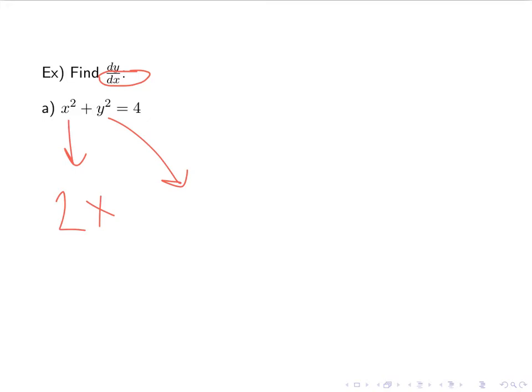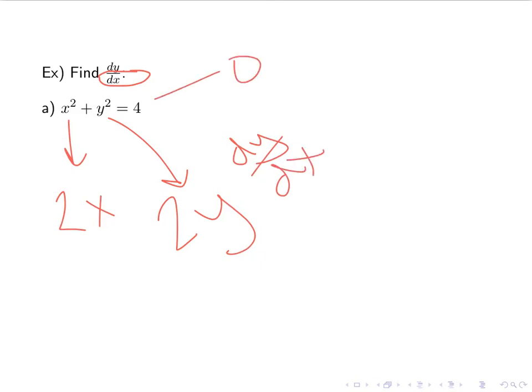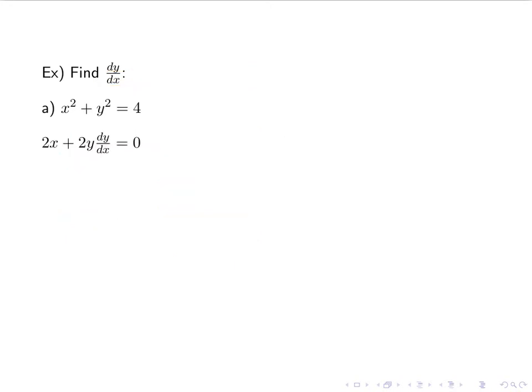So I differentiate as if y were my variable, and I would get 2y. And then I have to, by the chain rule, multiply by the derivative of y. The derivative of y is dy dx. Okay. The derivative of 4, it's a constant, so it's 0. So that's how I get my dy dx in. Every time I try to differentiate a variable that is not my denominator, I need the chain rule, which implies a new derivative. Okay, so I have 2x plus 2y dy dx equals 0.